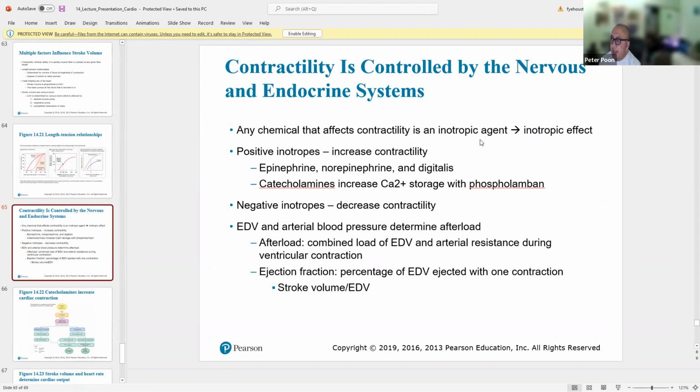Any chemical that affects contractility is an inotropic agent. So epinephrine, other catecholamines, norepinephrine, digitalis, which is a medication, right? And then the negative inotropes. So there we go. The afterload, the ejection fraction, I already explained what all these things are, right?